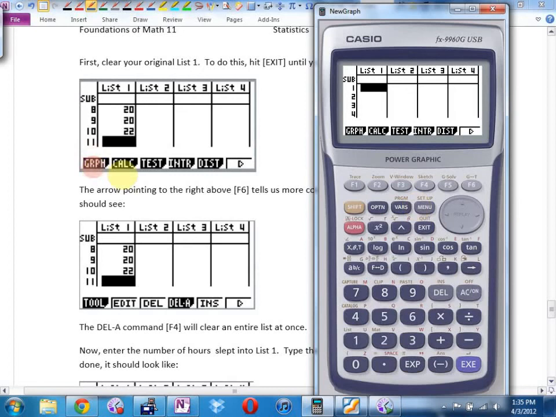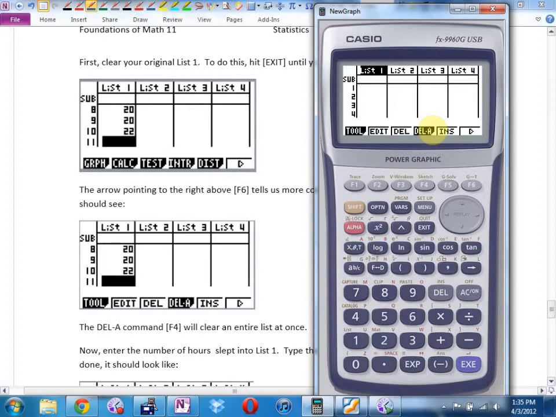The first thing you need to do is get to this menu. Are you on this menu here? Numbers are still there, yes? Move your arrow up until it's highlighting list 1. This arrow right here pointing to the right tells you that there are more menu options. So can you press F6 to get to more menu options? And now your screen should look like this. What do you think del stands for? What do you think del A stands for? It's highlighted. Delete all. If you press delete all, F4, that should clear the list.